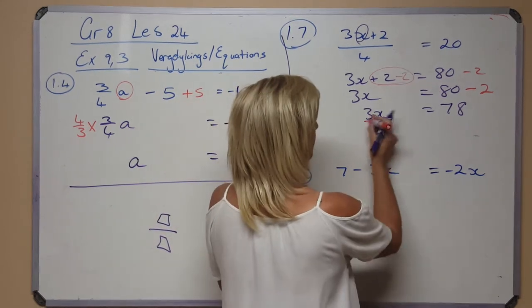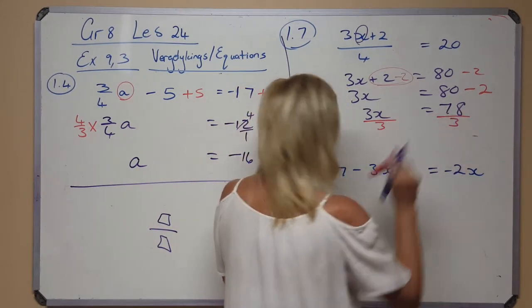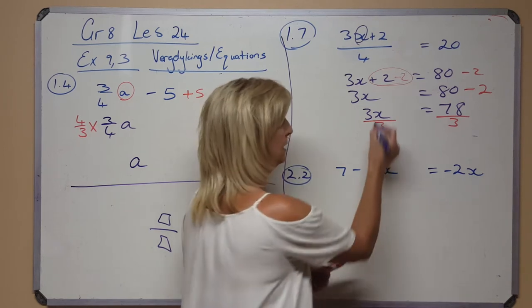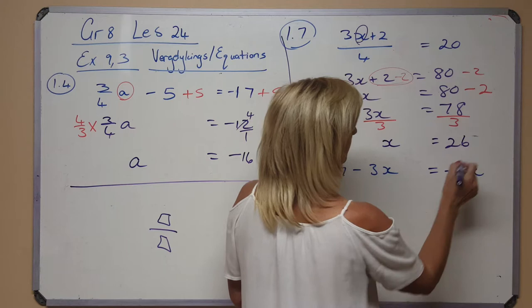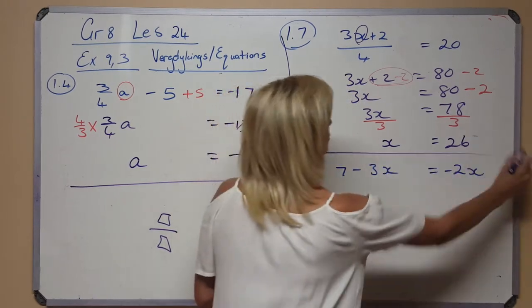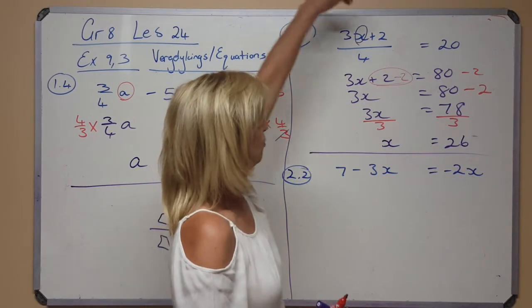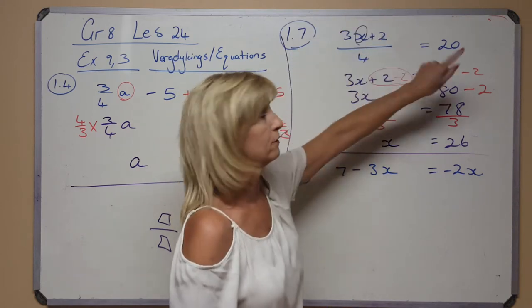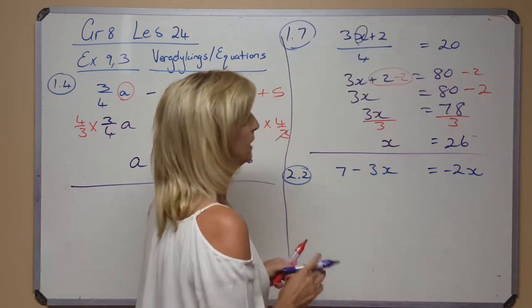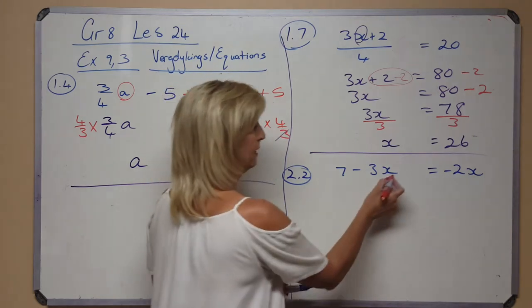But divide by 3 on either side, and you don't have to show it, later on you're just going to do it. Divide by 3 is x, divide by 3 is 26. Right, en jy kan jouself weer gaan toets. Wat om op boontoe, 3 maal 26 plus 2, alles op 4, kyk of die sakrekenaar antwoord gaan vir 20 gee.